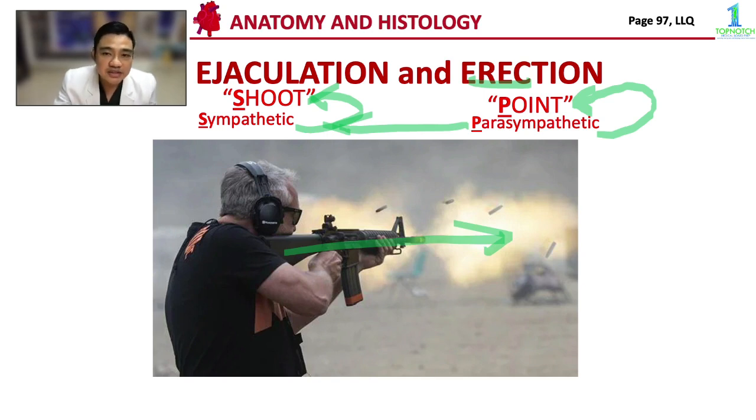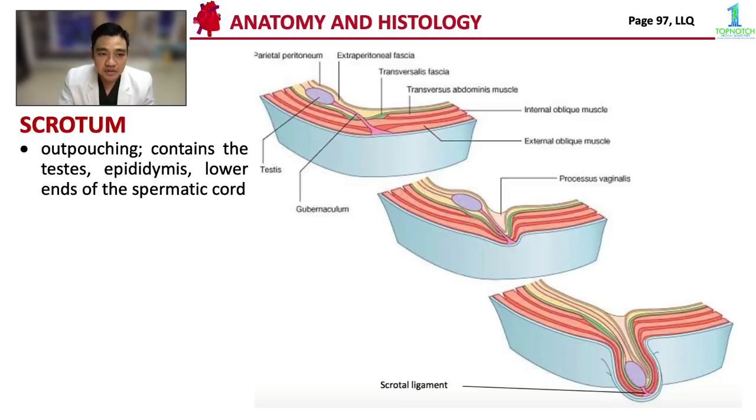Okay, so now we're done with the penis. Let's move on to the scrotum. The scrotum is basically an outpouching of the abdominal wall of the male fetus. Kumbaga, pababa siya ng pababa. It contains the testes, epididymis, and lower ends of the spermatic cord. So embryologically, as the testis descends from its intra-abdominal position, bababa siya ng bababa, invaginating the abdominal wall, leading to the formation of the extra-abdominal cavity we call the scrotum.